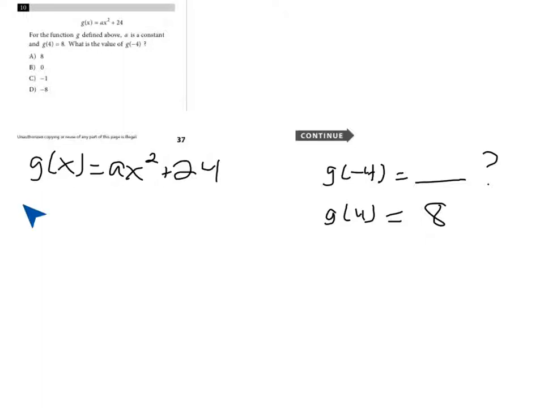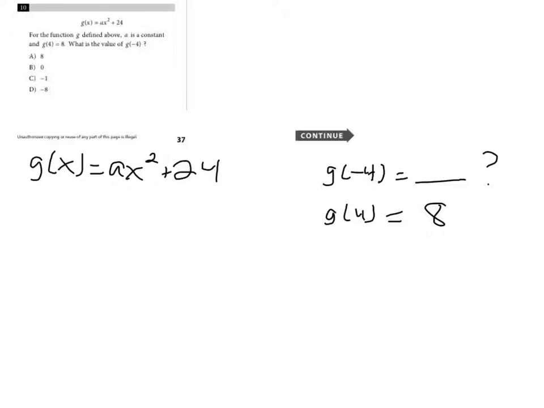So this function, g of x equals ax squared plus 24. What we want to do is evaluate this when x equals negative 4. Right now, if we were to plug in negative 4 here, we wouldn't know the value because of this a. But thankfully, we can figure out that value of a. So what do we know so far? I don't know my y value when x equals negative 4. But here's one thing I do know: when x equals 4, I have a y value of 8.